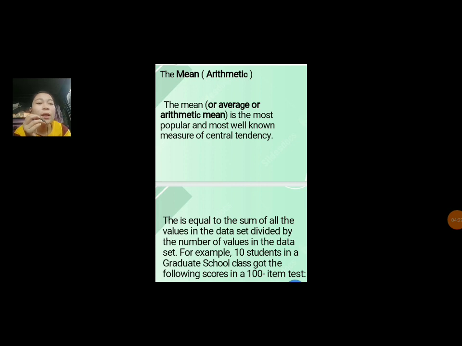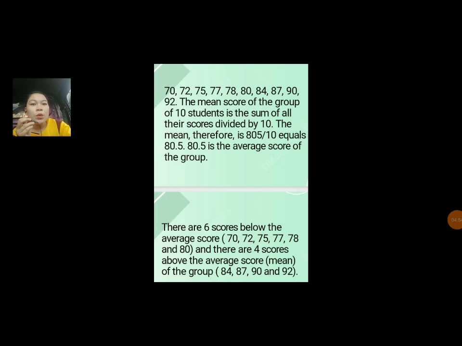The mean is equal to the sum of all the values in the data set divided by the number of values in the data set. For example, 10 students in a graduate school class got the following scores in a 100 item test. To get the mean, you add all the scores, then divide by the number of scores you added. The scores of the 10 students are 70, 72, 75, 77, 78, 80, 84, 87, 90, and 92.